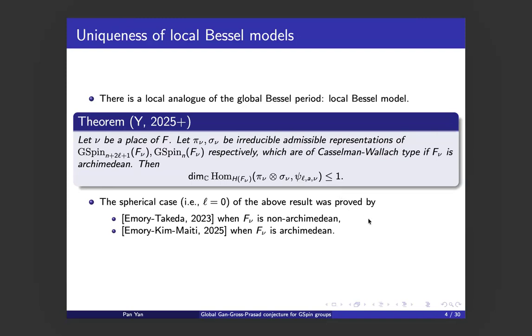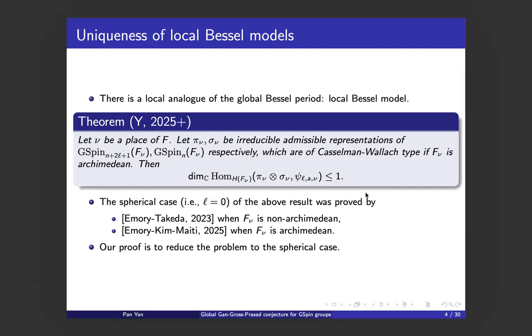Previously, in the spherical case, in other words, when l is equal to 0, so that the quadratic spaces associated to these two GSpin groups differ by one dimension, the above result was proved by Takeda in 2023 in the non-Archimedean case, and by Kim and Matti in 2025 in the Archimedean case. So our proof here is to reduce the above problem to the spherical case. In other words, given an element in this Hom space, we can construct a certain element in a Hom space that corresponds to the spherical case, and then we can use that bound in the spherical case to get the result here.